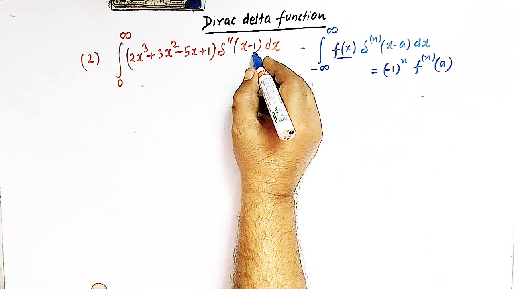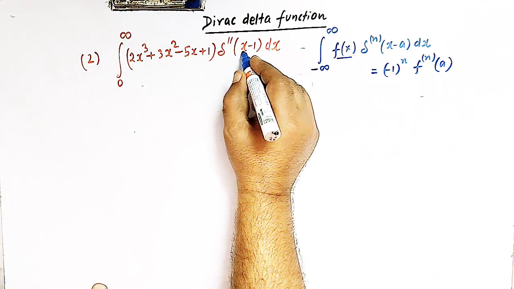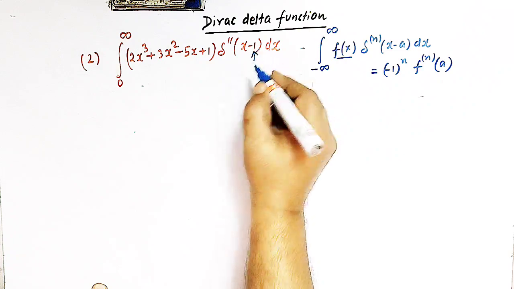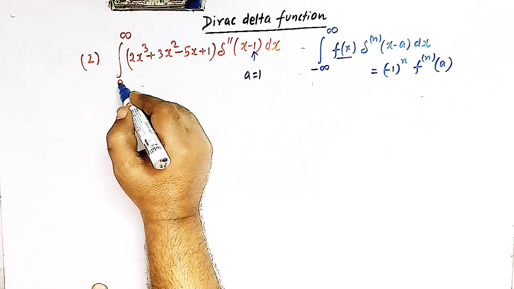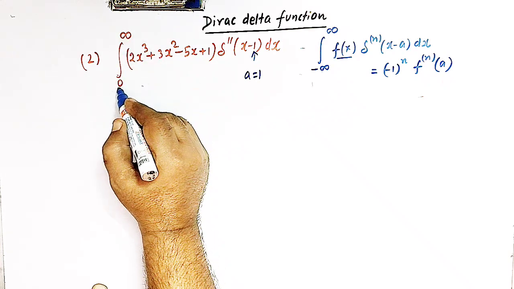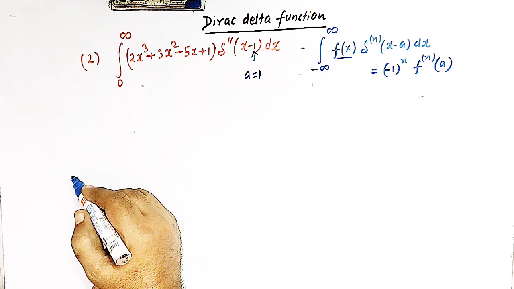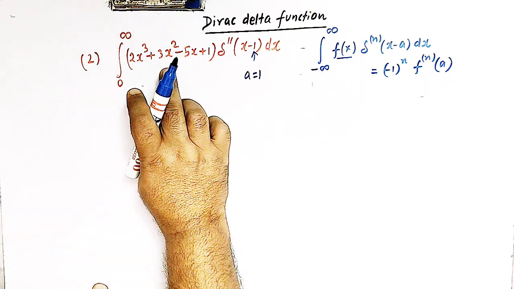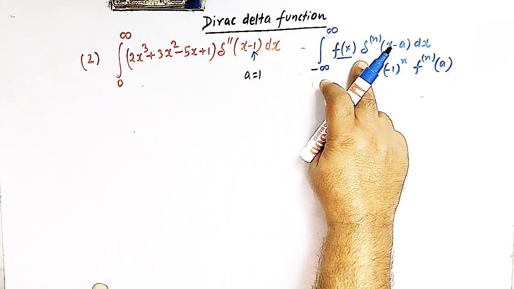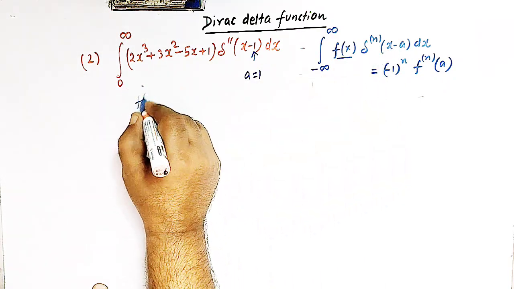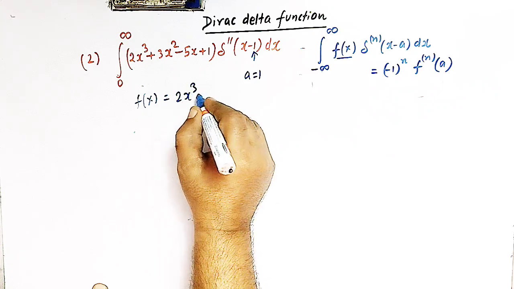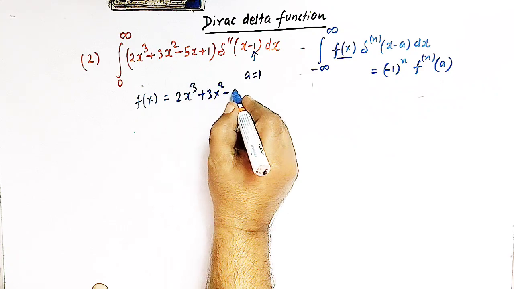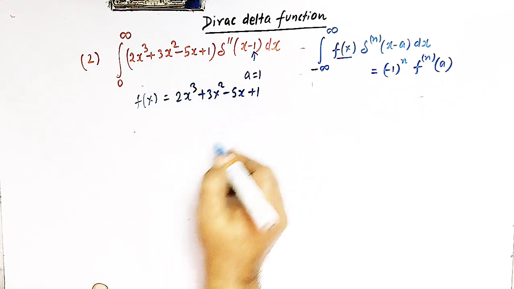So here the point of consideration is 1, that is a is equal to 1, and 1 lies within this domain, that is 0 to infinity, right? Okay, so comparing this integral with this one, we have f of x is equal to 2x cube plus 3x square minus 5x plus 1.